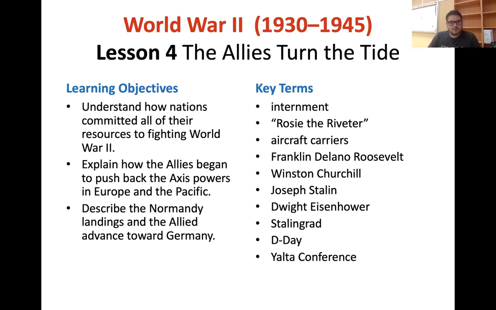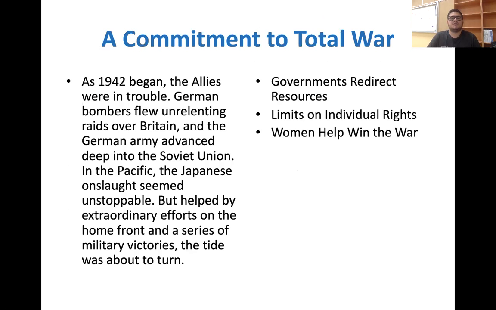These are going to be your vocab terms, your key terms: internment, Rosie the Riveter, aircraft carriers, Franklin Delano Roosevelt, or FDR, as I'm going to write him out a lot in these PowerPoints, Winston Churchill, Joseph Stalin, Dwight Eisenhower, Stalingrad, D-Day, and the Yalta Conference. So let's get started with the idea of a commitment to total war.